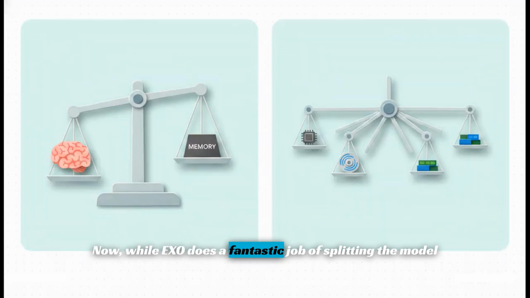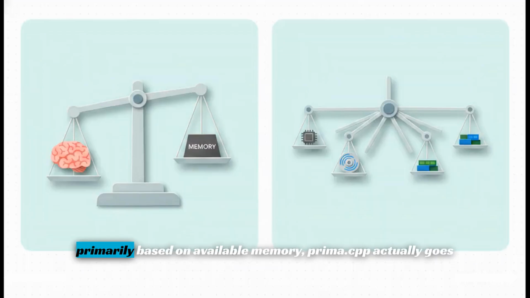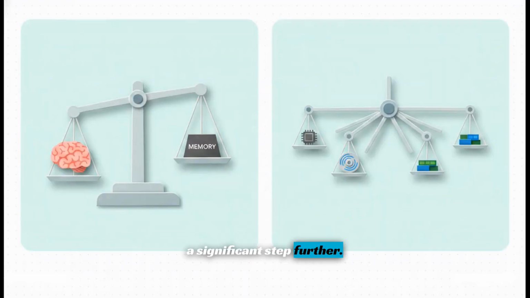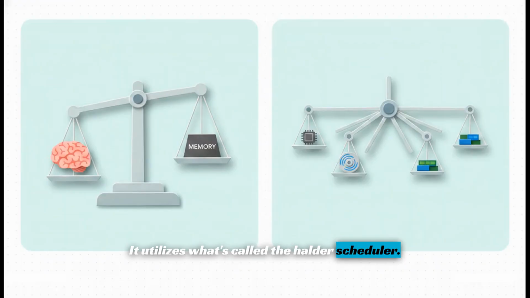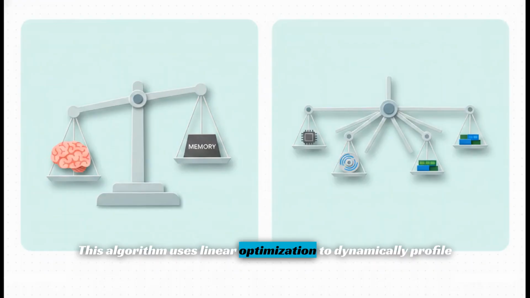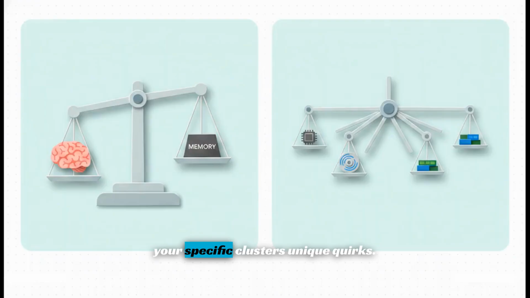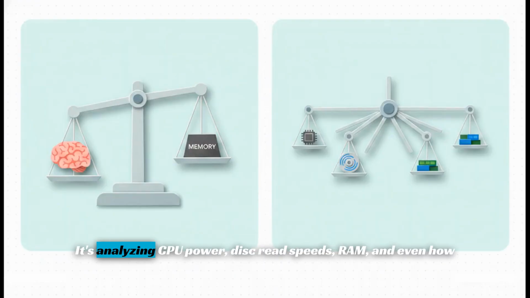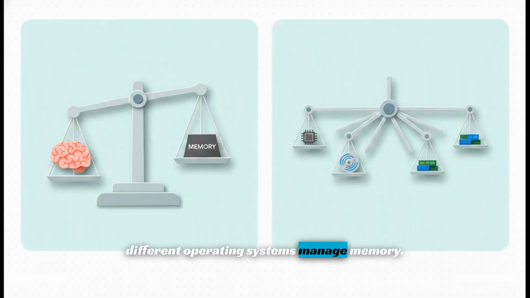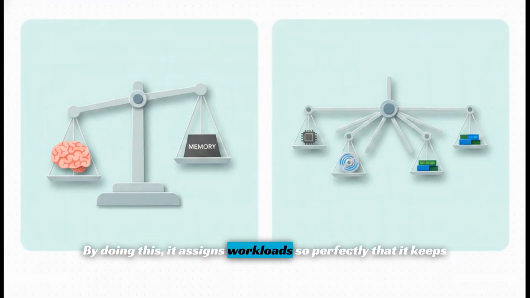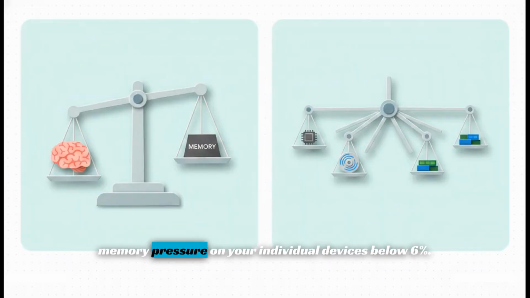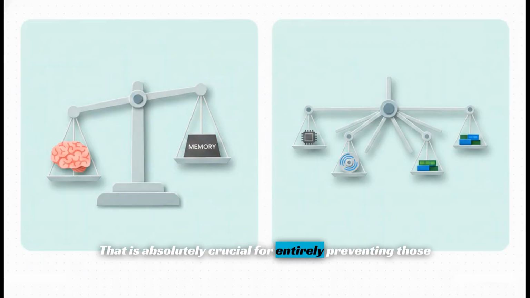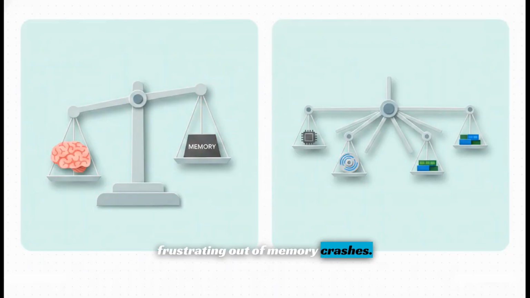Now, while EXO does a fantastic job of splitting the model primarily based on available memory, prima.cpp actually goes a significant step further. It utilizes what's called the Halda scheduler. This algorithm uses linear optimization to dynamically profile your specific cluster's unique quirks. It's analyzing CPU power, disk read speeds, RAM, and even how different operating systems manage memory. By doing this, it assigns workloads so perfectly that it keeps memory pressure on your individual devices below 6%. That is absolutely crucial for entirely preventing those frustrating out-of-memory crashes.